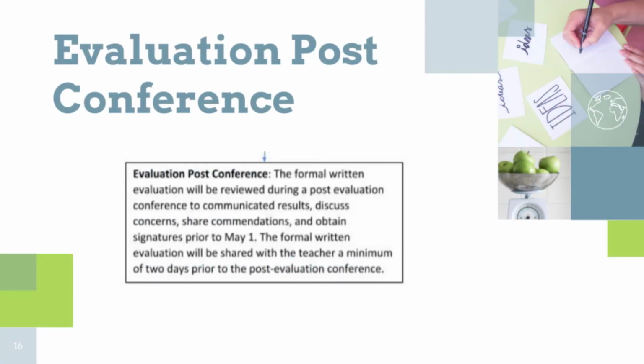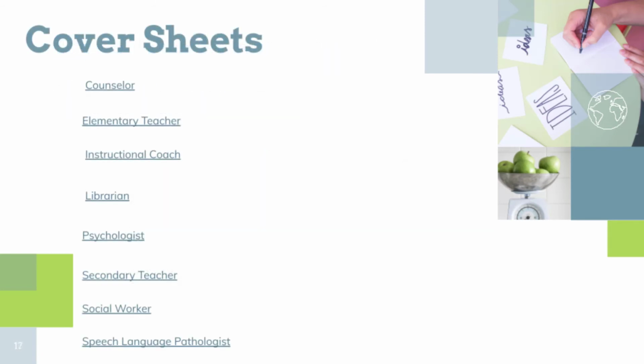According to the flowchart in the collective bargaining agreement, the formal written evaluation will be shared with the teacher a minimum of 2 days prior to the post-evaluation conference. During this evaluation post-conference, the formal written evaluation will be reviewed. At this time, the administrators and the educators will communicate results, discuss concerns, and share commendations. Cover sheets are printed out as part of Teacher Vitae. The above mentioned cover sheets are similar to what you will receive, but the format does look different.